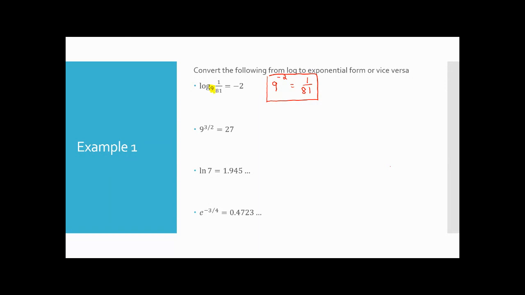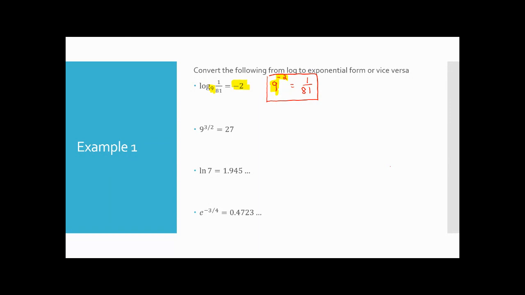So I'm going to just hide the base here, and then it equals that exponent. So those go together. So that's the 9 and then that exponent. So that's sort of how I think about it. And then I always make it equal to whatever's left over.